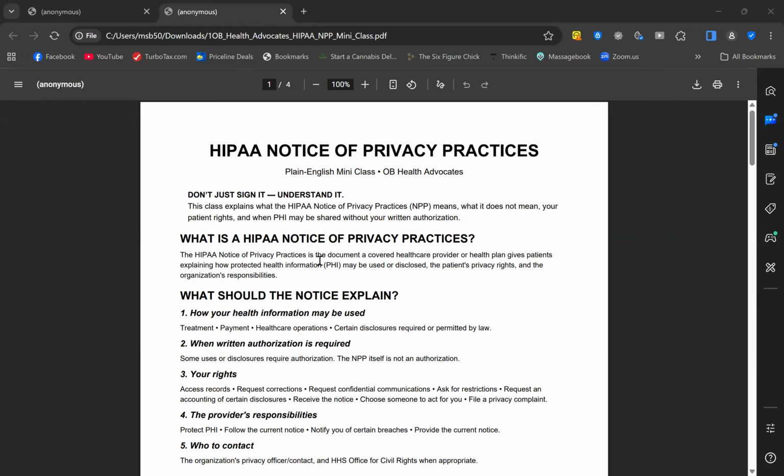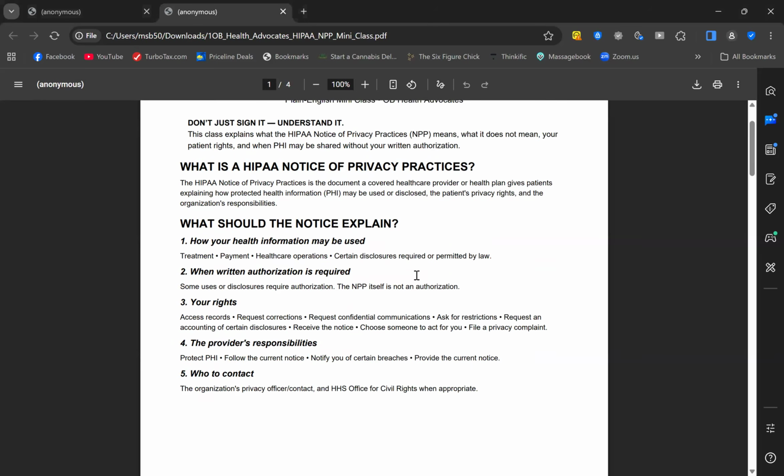So, what is the HIPAA Notice of Privacy Practices? The HIPAA Notice of Privacy Practices is the document a covered healthcare provider or health plan gives patients explaining how protected information may be used or disclosed, the patient's privacy rights, and the organization's responsibilities. That's what the HIPAA notice is. So, what should the notice explain? It should explain how your health information may be used. That's normally in like the first paragraph. Treatment, payment, healthcare operations, certain disclosures required or permitted by law.